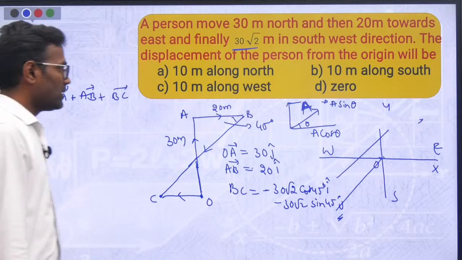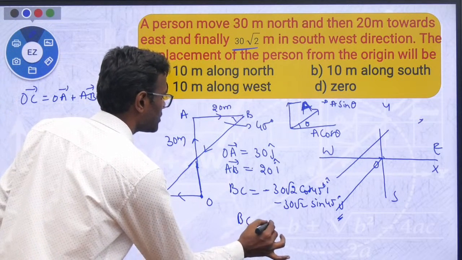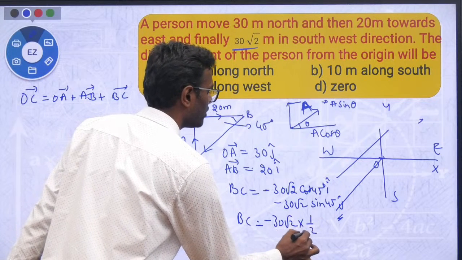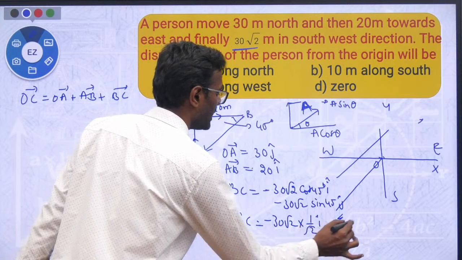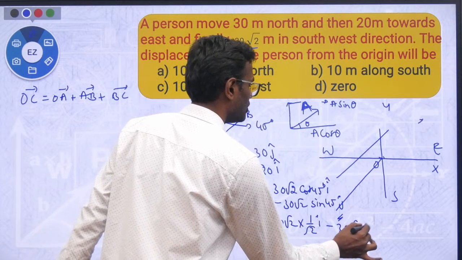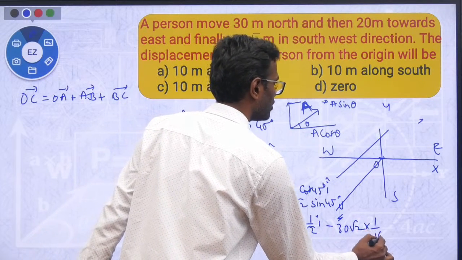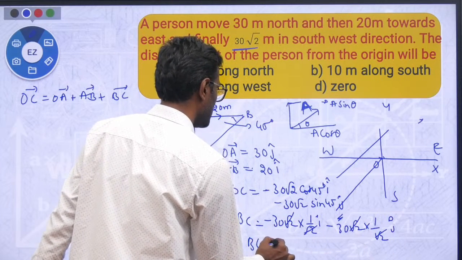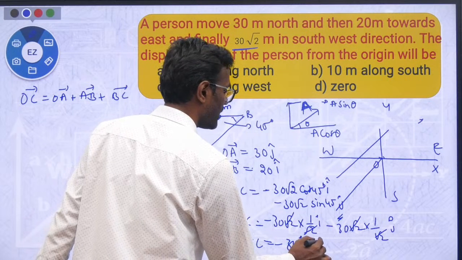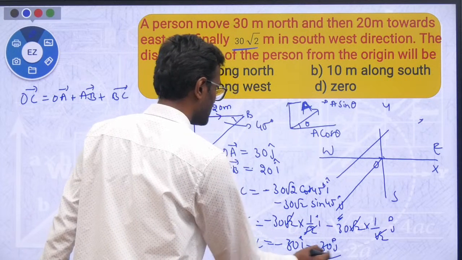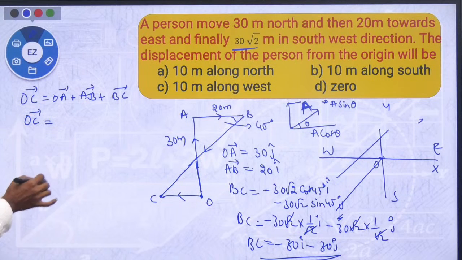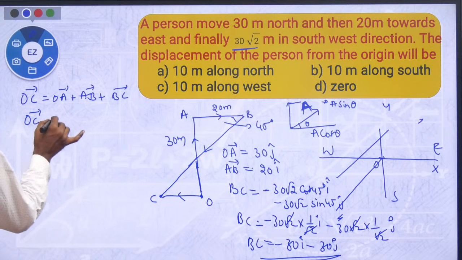Okay. So now BC bar is equal to minus 30 root 2 cos 45, whose value is 1 by root 2, into i cap, minus 30 root 2 sin 45, whose value is 1 by root 2, j cap. So 1 by root 2 cancels. So BC is equal to minus 30 i cap minus 30 j cap. So this is the BC value. Therefore finally OC bar is equal to OA plus AB plus BC. What is OA?